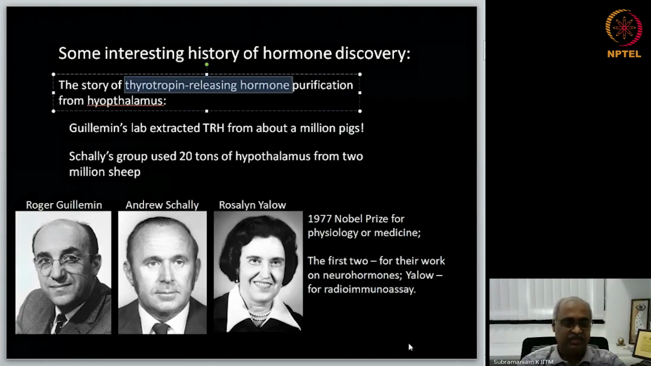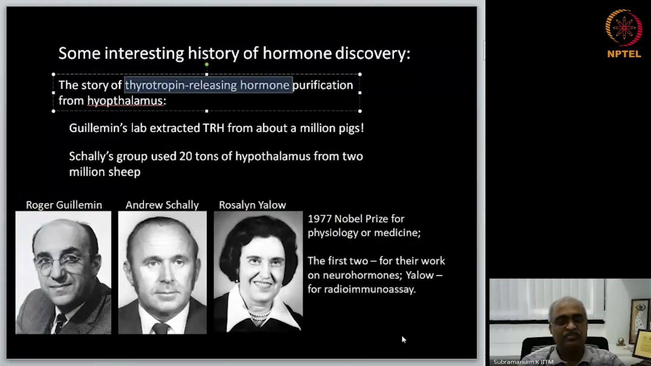We will see that process in detail. This is the kind of heroic effort that was involved in isolating pure hormones. And once isolated, it is child's play. You can readily synthesize them because their structures are not very complex. It is a tripeptide having 3 amino acids. That is all thyrotropin releasing hormone is.